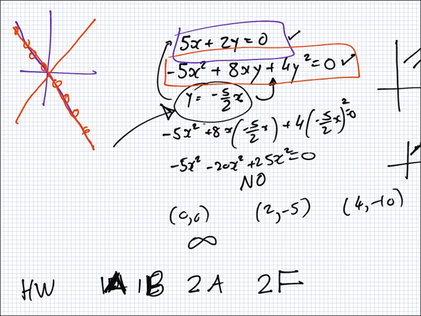Okay, did you write those down? 1A, 1B, 2A, 2F. Yeah? Okay. I'm closing this.